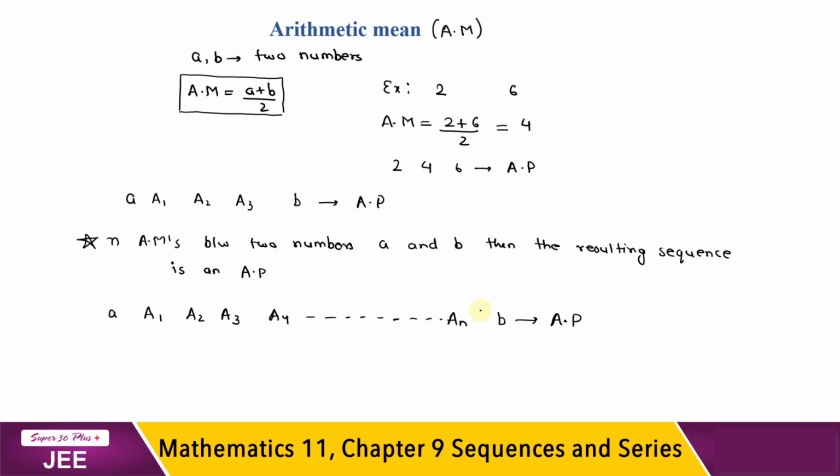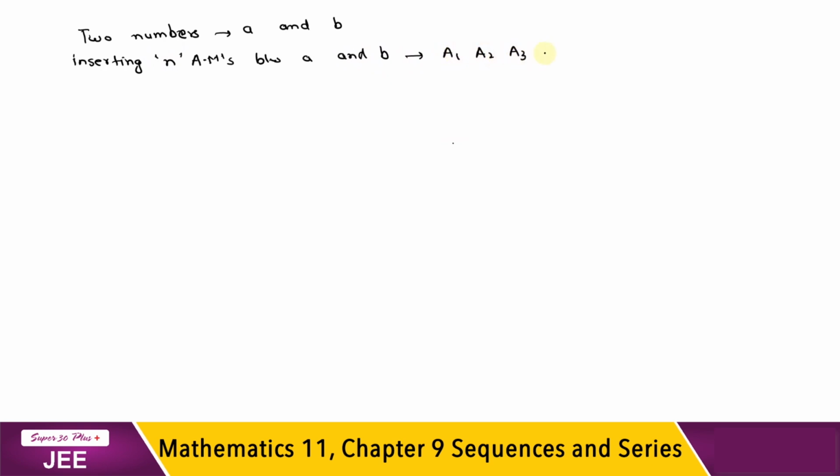Now again we have two numbers A and B, and we are inserting n arithmetic means between A and B. And these n arithmetic means are A1, A2, A3 up till An.